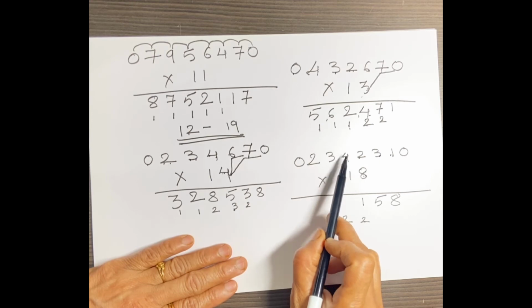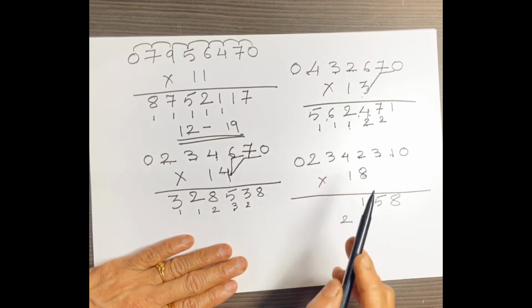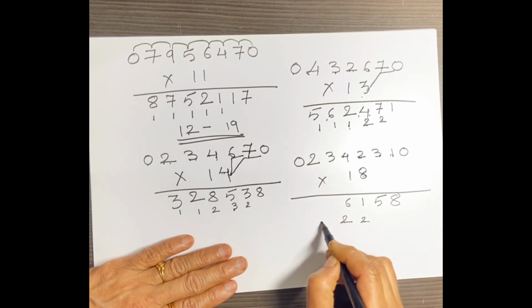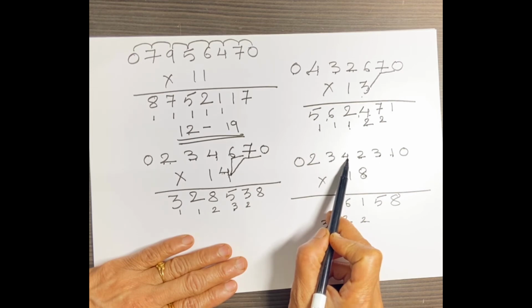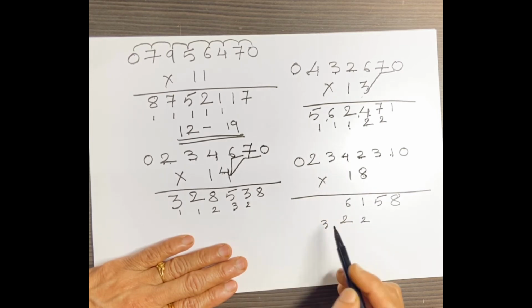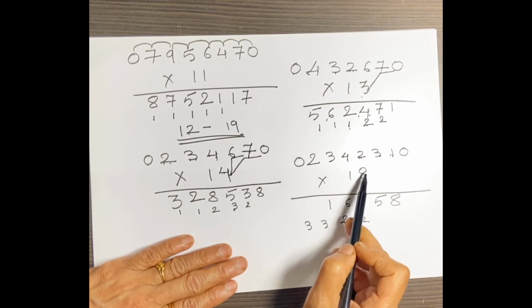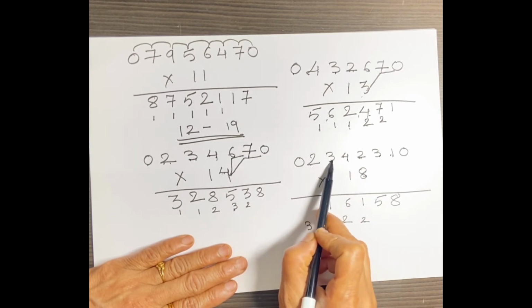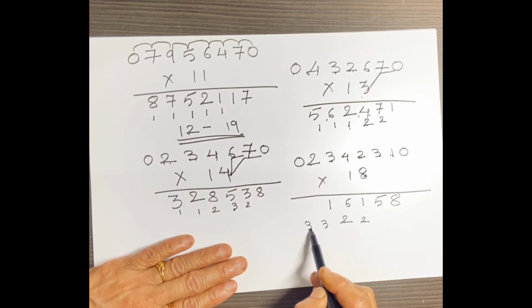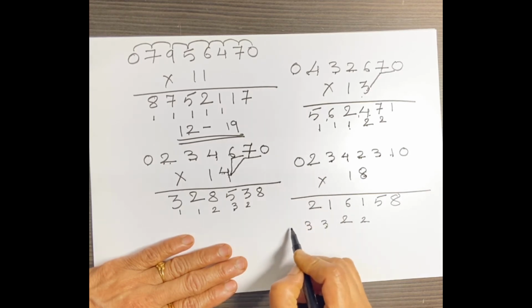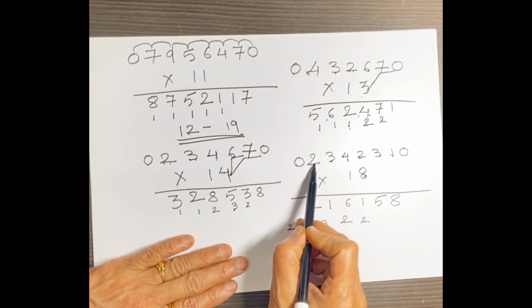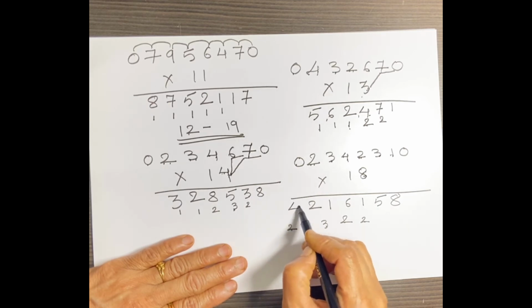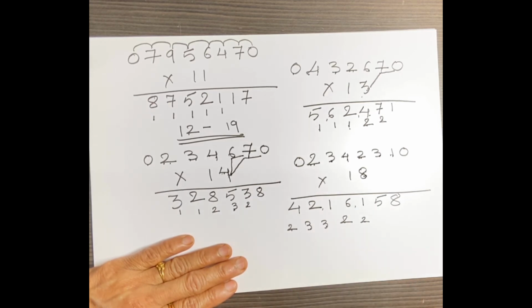8 fours are 32, 32 and 2, 34, 34 plus 2, 36. Next step, 8 threes are 24, 24 plus 4, 28, 28 plus 3, 31. 8 twos are 16, 16 plus 3, 19, 19 plus 3, 22. 8 zeros are 0, go back and add 2, 2 plus 2, 4. Our multiplication is finished.